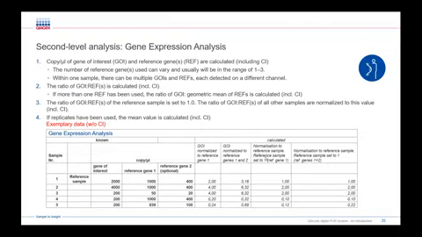For gene expression analysis, the copies per microliter of the gene of interest and the reference gene or the reference genes are calculated. The number of reference genes can vary and usually will be in the range of 1 to 3. Within one sample, there can be multiple genes of interest and reference genes, each detected on a different channel. Then the ratio of gene of interest versus reference gene is calculated. If more than one reference gene has been used, the ratio of gene of interest versus the geometric mean of the reference genes is calculated.